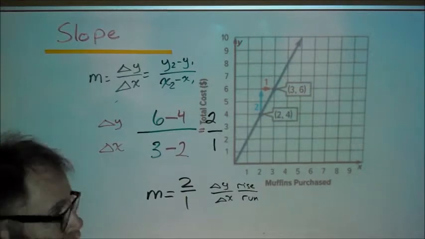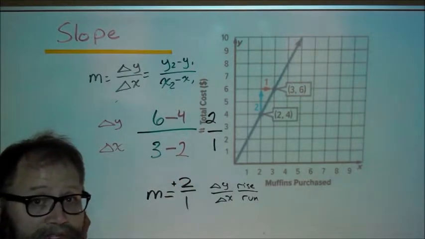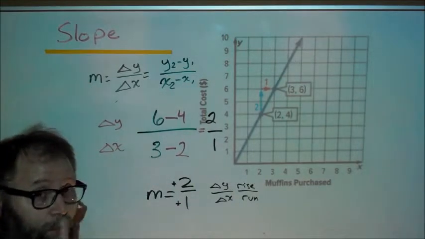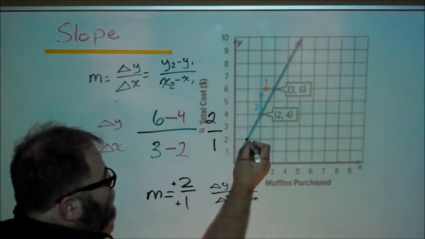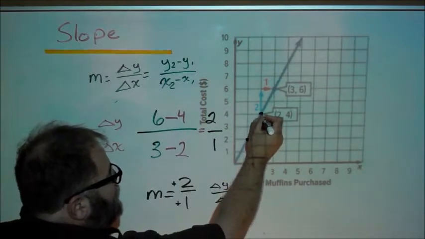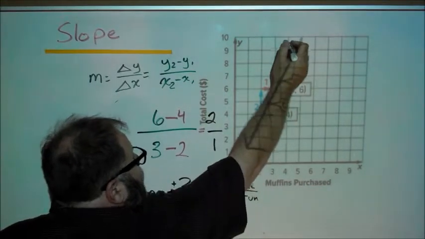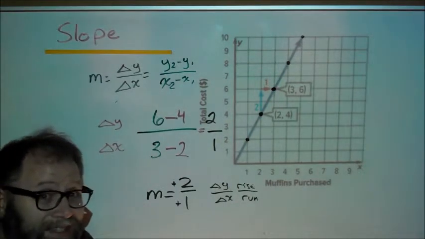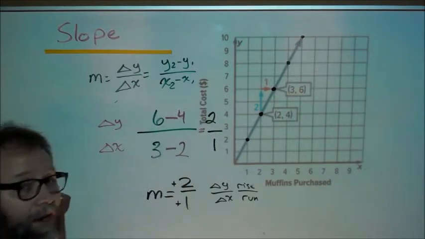Now, sign matters here. So positive 2 means it's going up 2 every time we go plus 1, right 1. So go right 1, up 2, there's a point. Right 1, up 2, there's a point. Now that rate of change is constant and it will go on forever. That's what creates the line. That's what makes our linear equation.